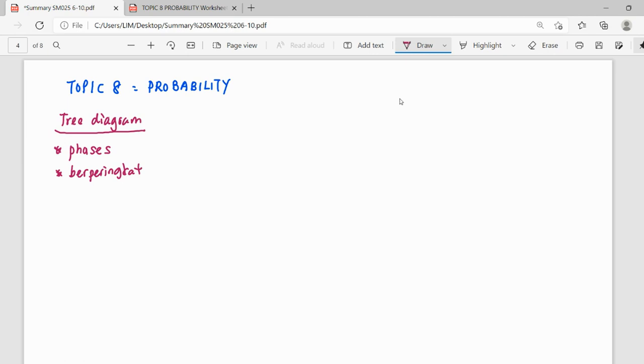So you can see the overall outcomes. It will not be a single phase only. It should be more than one, normally two or three phases to come to this tree diagram. Okay, so sometimes we will use a Venn diagram.